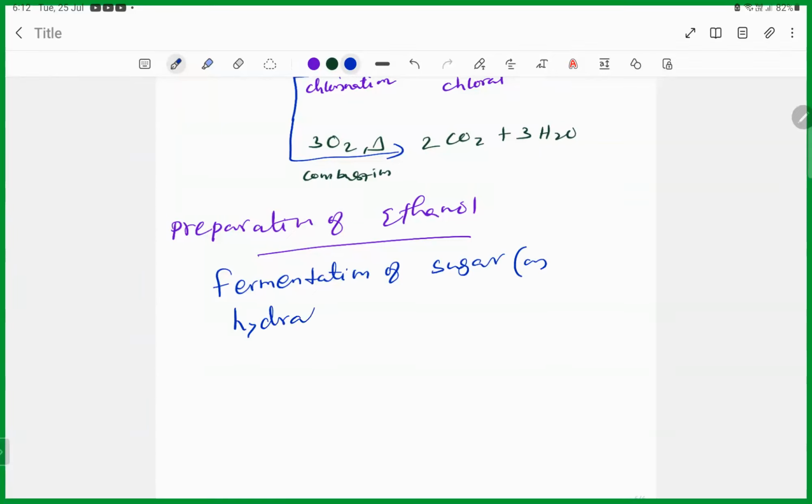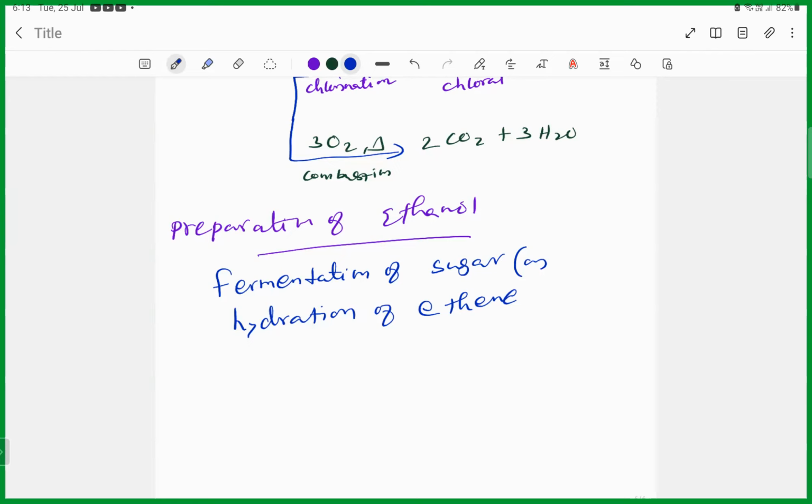What is fermentation for? Under enzymatic conditions, if the ripened fruits are kept in anaerobic condition, without air, the enzymes will convert that product into glucose and fructose. That glucose and fructose, in the presence of zymase, is converted to ethanol. So fermentation is a process whereby an organic compound is broken into smaller molecules by enzymes such as yeast.